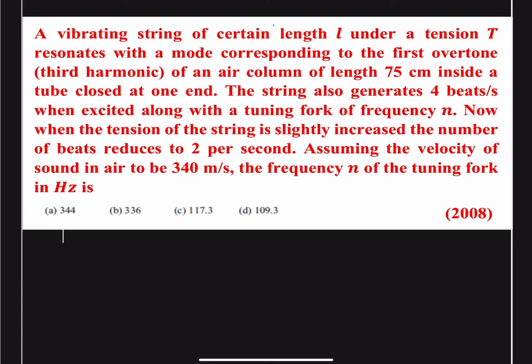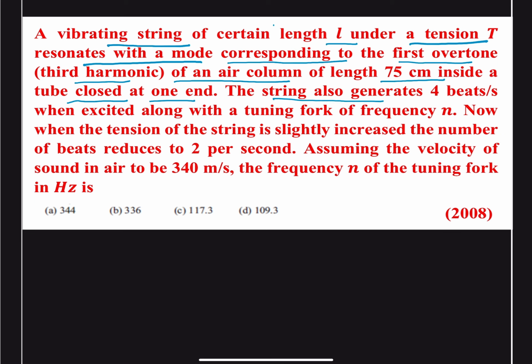Hello friends, in today's question, a vibrating string of certain length L under tension T resonates with a mode corresponding to the first overtone, that is third harmonic, of an air column of length 75 cm inside a closed tube at one end. The string also generates 4 beats when excited along with a tuning fork of frequency N.